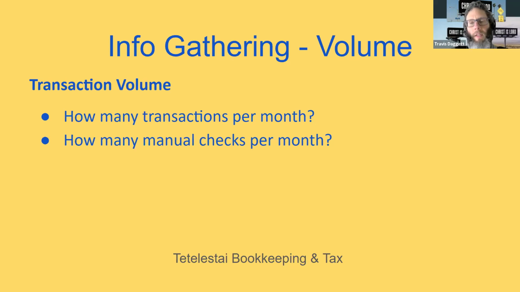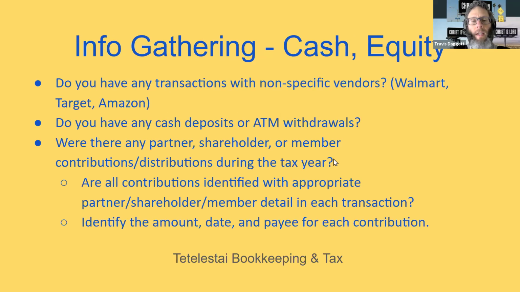If the business is something like a retail or a restaurant, of course, there can be a lot. And then how many manual checks per month? Reason being what we talked about in the prior slide. Cash and equity. So first question here, do you have transactions with non-specific vendors?